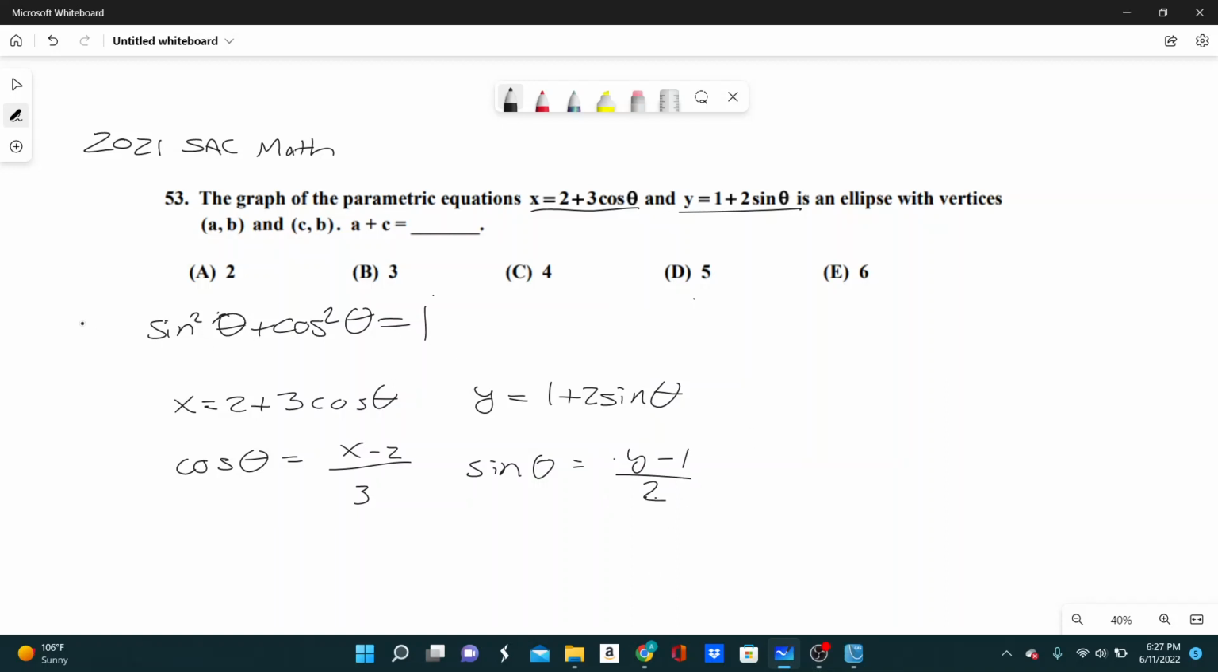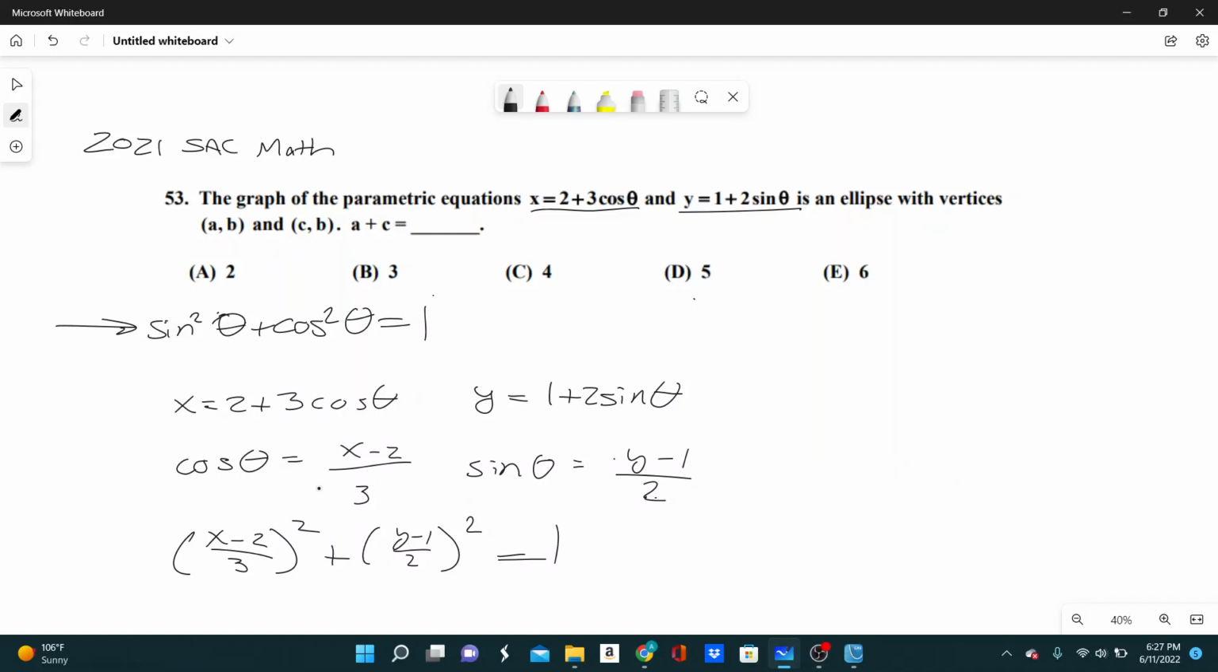So then, if this identity is true, which it is, sine squared theta plus cosine squared theta equals 1, then I can just do this. I know that ((x minus 2) over 3) squared, or cosine squared, plus ((y minus 1) over 2) squared, or sine squared, I know that's equal to 1. And this is the equation of an ellipse.